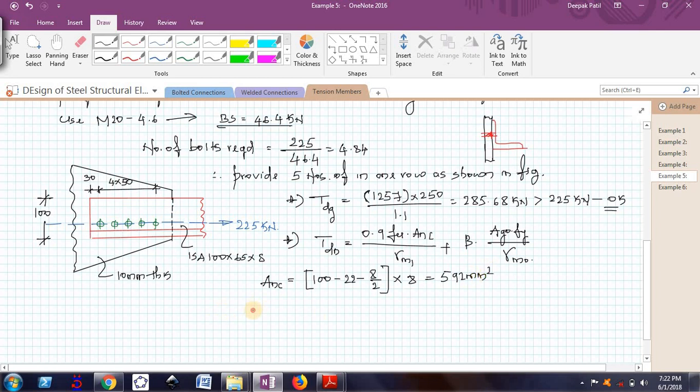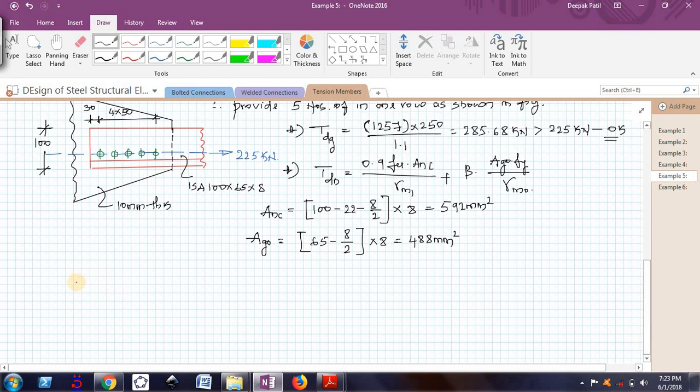Similarly, I will calculate Ago, that is gross area of the outstanding leg. Outstanding leg width is 65 minus half the thickness of the angle, no deduction of any holes, multiplied by 8. So 65 minus 8/2, into 8, I am getting 488 millimeter square. Okay, so beta I will calculate.